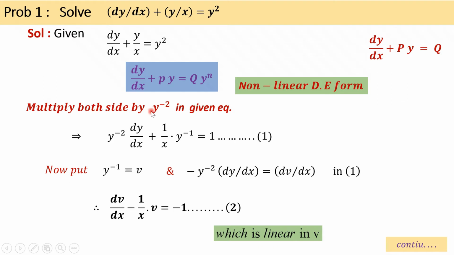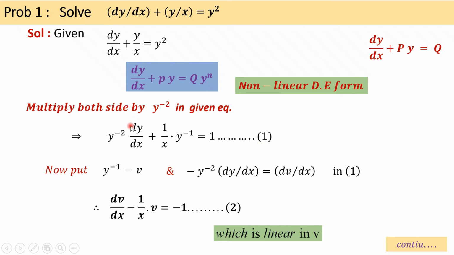Multiply both sides by y to the power minus 2 so as to remove this function of y. We get y^(-2) dy/dx + (1/x) y^(-1) = 1. Take this as equation 1.